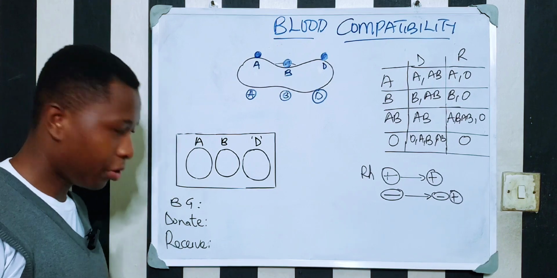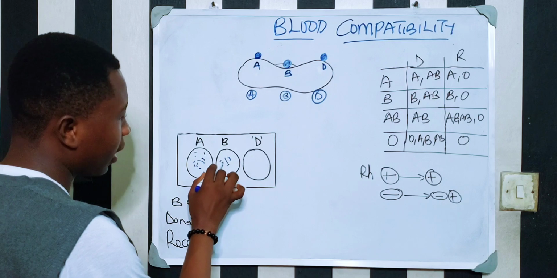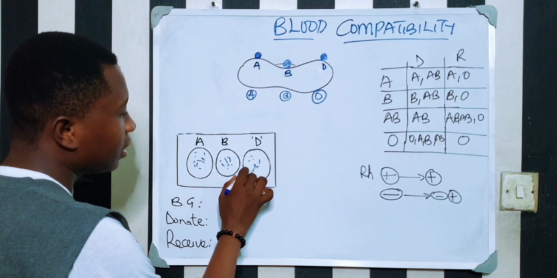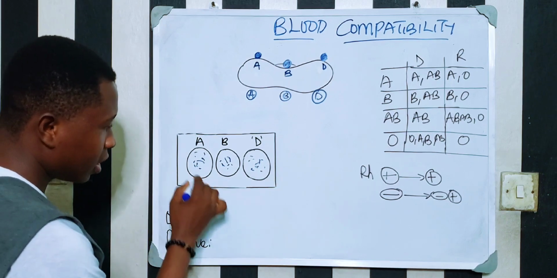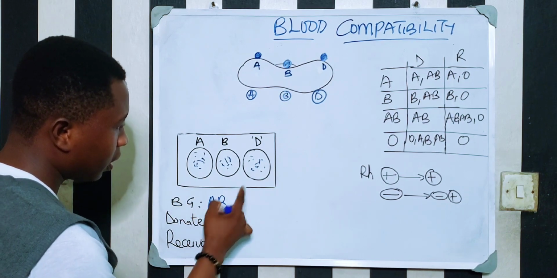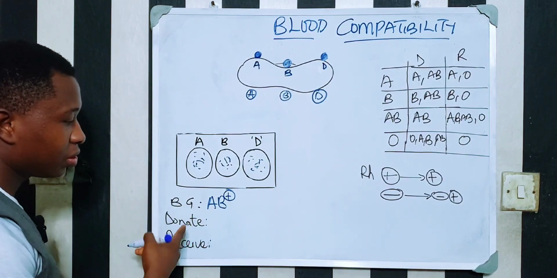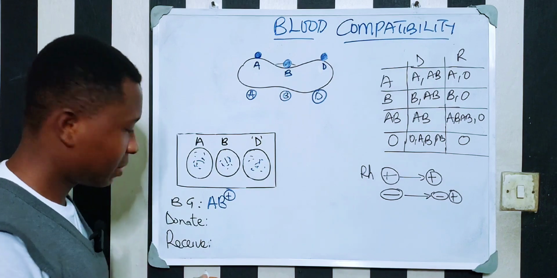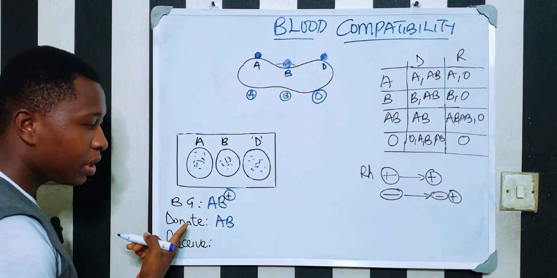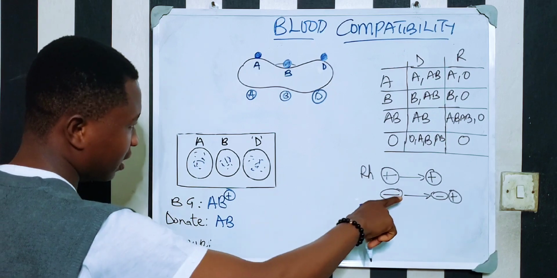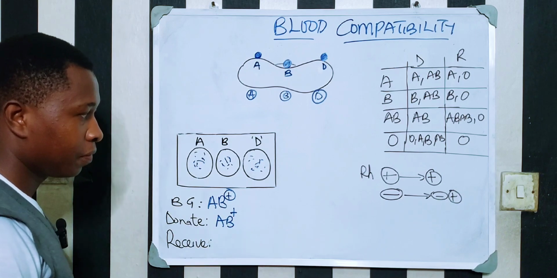Okay, let's look at another scenario where you have a clump in here. You also have clump in here, and you have clump in here. So all the dishes have clumps. Now, this blood group is obviously AB positive. So who can they donate to? They can donate to only themselves, AB. Now, is it AB positive or AB negative? The law says that a positive blood will only donate to positive blood. So it is only AB positive, right?